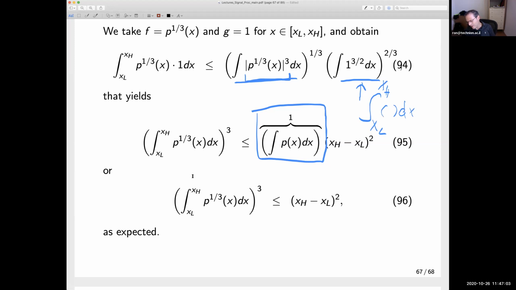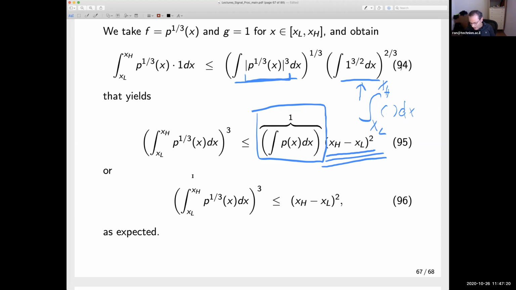Did I mess things up here a little bit? So at the end of the day, this is what I'm getting, okay? So yeah, it should be 1 over p, and this is what I would be getting at the end of the day.